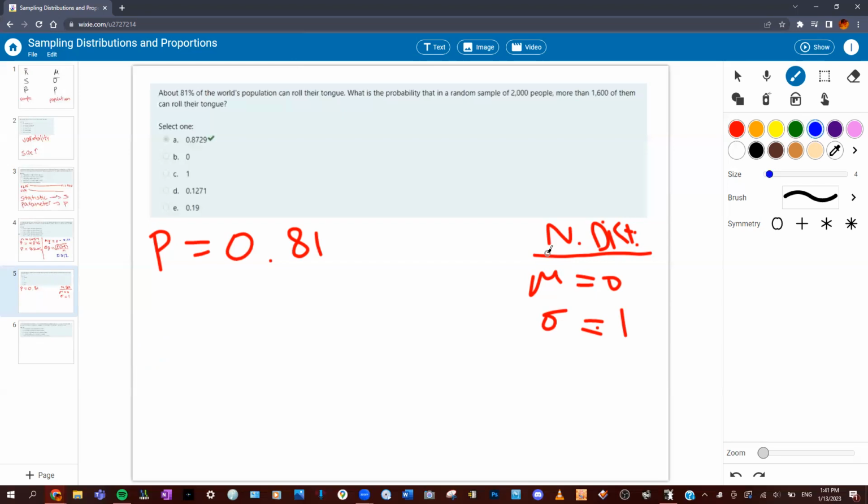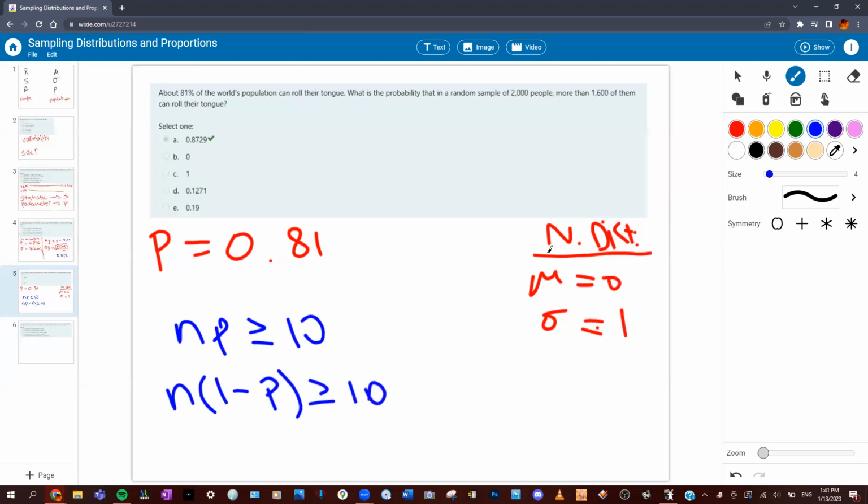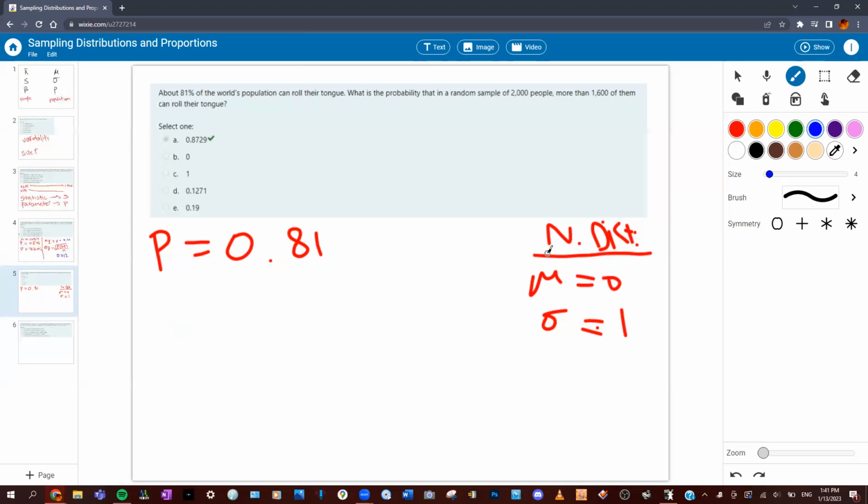But there's still something else we have to do. n times p is greater than or equal to 10, and n times 1 minus p as well. You need to figure out that these things are true, but for the video's sake, I'm just going to say they are. If you typed in those things, it is true. And so that tells us that we can assume this is a normal distribution.